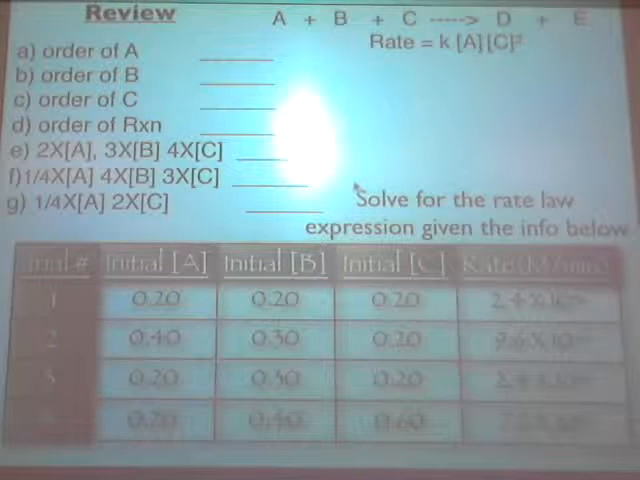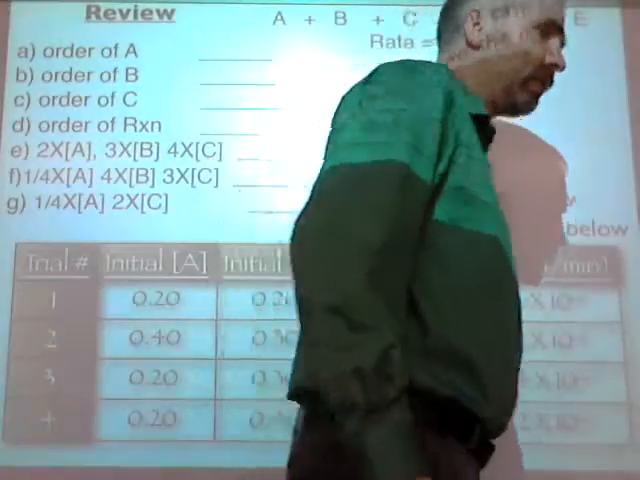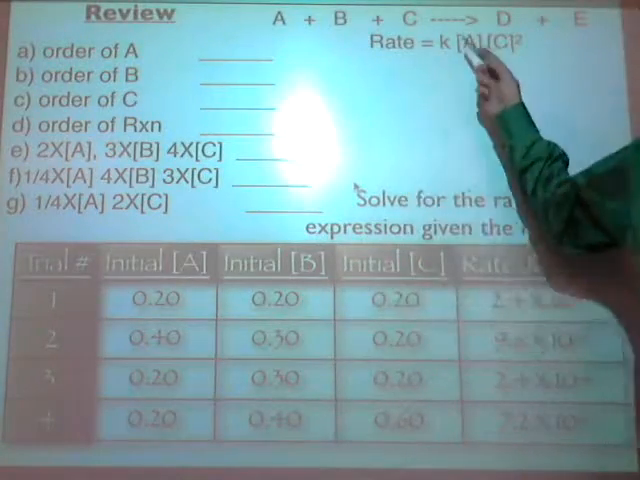test, or hadn't had it on the previous review. All right, this certainly was on there. Anytime I've done kinetics, I've done these kind of problems.